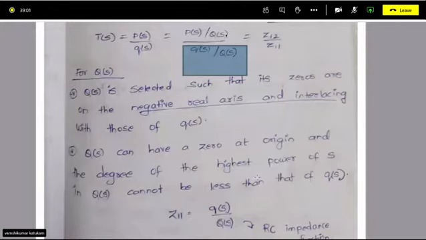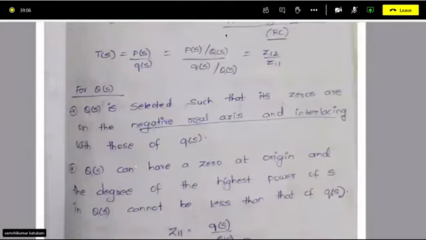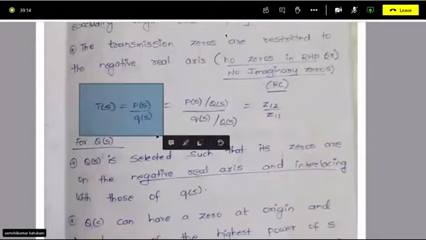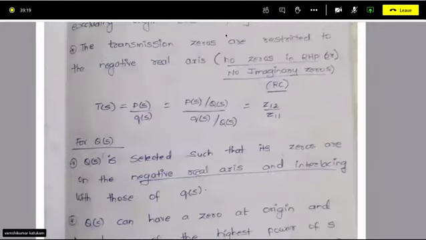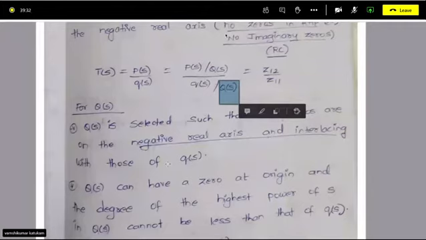Suppose the transfer function is given to us for a two-port network, and then you can choose capital Q of S. How do we choose capital Q of S? The zeros of capital Q of S should be interlacing with the zeros of small Q of S. And one more thing is that the degree of capital Q of S should be greater than the degree of small Q of S. These two points you have to remember for an RC ladder. We are going to solve a problem, and then you will understand.